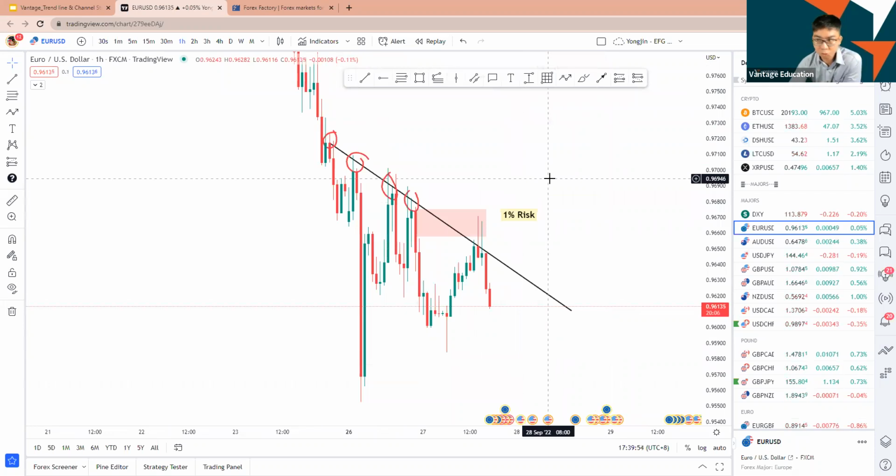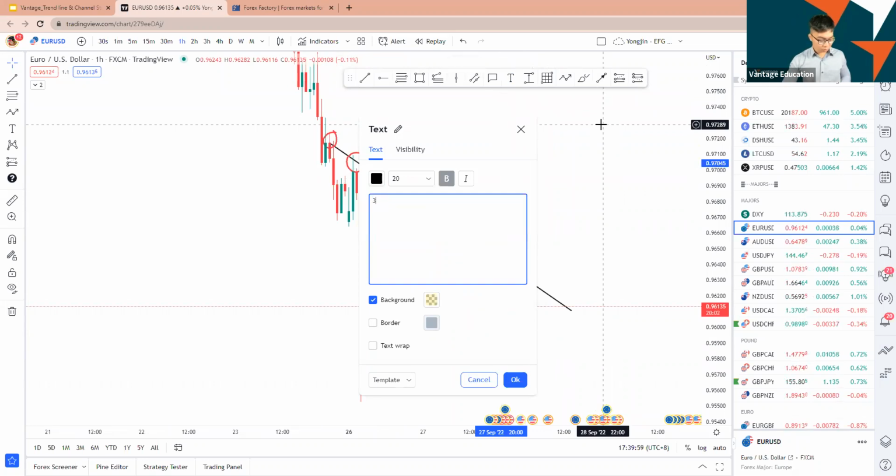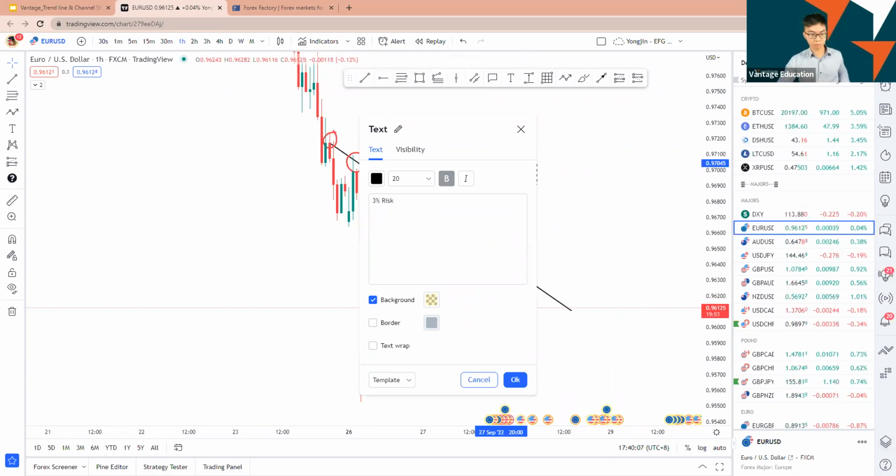I used to actually use 3% risk. So with using a 3% risk, it actually takes me, let me get a calculator out, 100. Let me get a calculator.